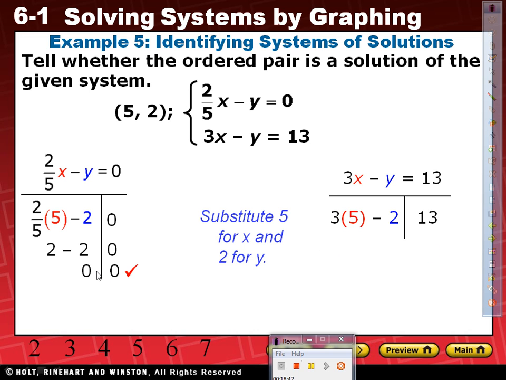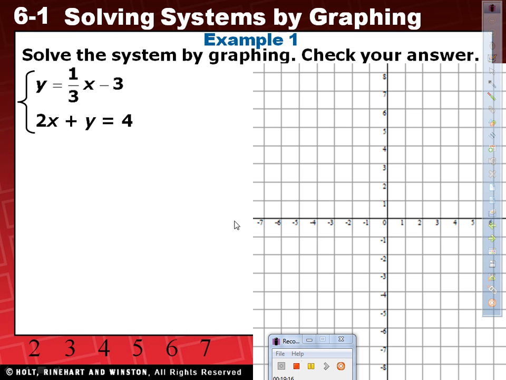Now, some of you are saying, Mr. Q, but I didn't get 0, 0 and 0, 0. It doesn't matter. As long as it's true for that equation. Does that make sense? Okay. Now, let me ask you a question before we move on. What if, when you substitute the first one, it wasn't true? Then that's it. You're done. Okay? Now, hold on. Last one.